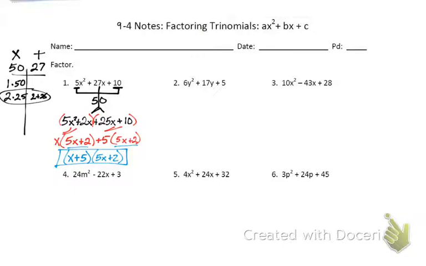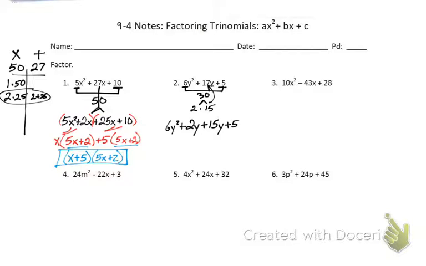So let's look at the next problem. Again, we're going to start right here by saying 6 times 5 is 30. Now I'm going to try to find two factors of 30 that make 17. I know that 2 times 15 will work, because 2 times 15 does make 30, and 2 plus 15 does make 17. So those are my two new middle terms, 2y plus 15y. My first term is still 6y squared. Last term is still plus 5.